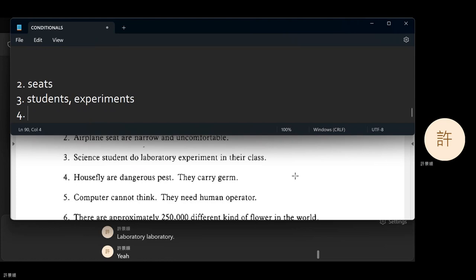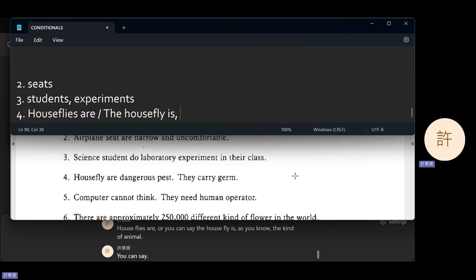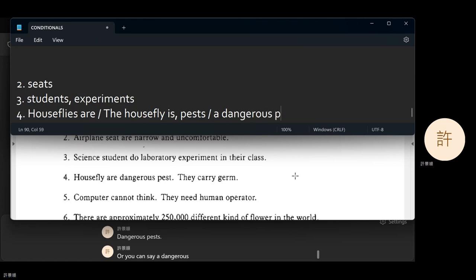Number four. Okay. There are a few answers. You can say houseflies are a dangerous pest. Okay, here, let's do it this way. Houseflies are, or you can say the housefly is, as you know, the kind of animal. You can say dangerous pests, or you can say a dangerous pest.